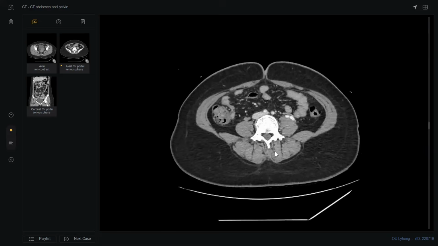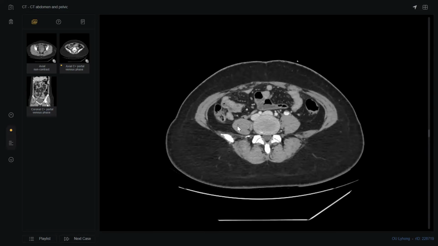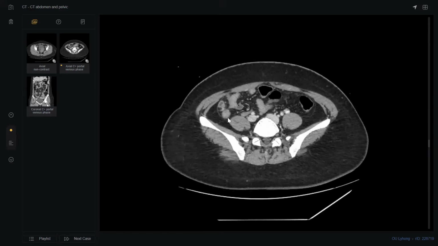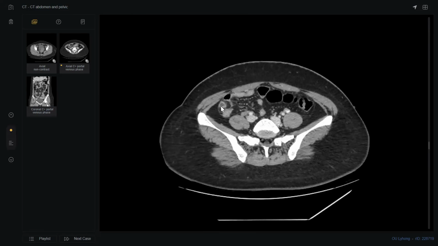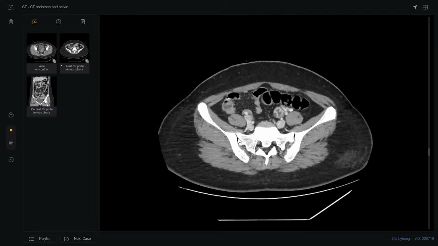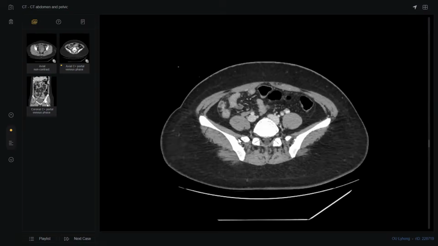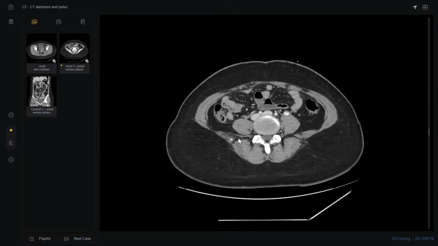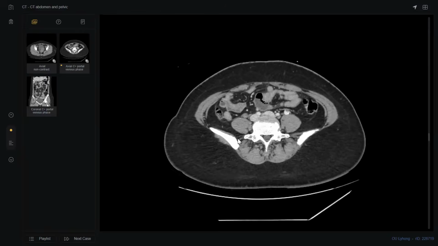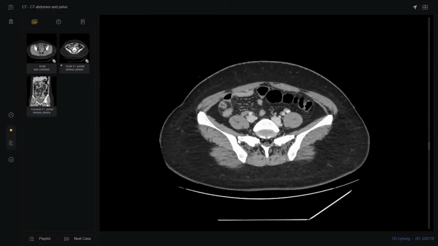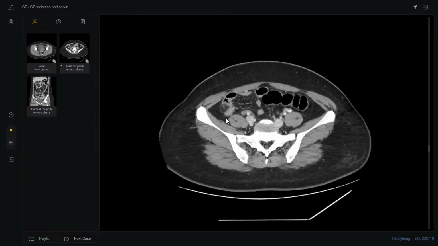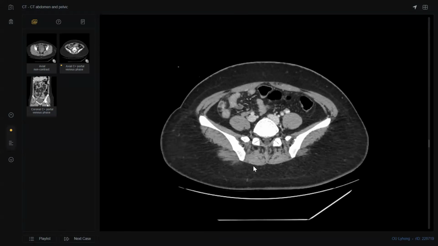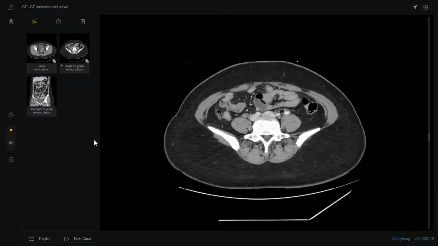This likely represents terminal ileal loops, which are slightly dilated, right here, this part. But I would also like to look if this is a blind ending structure or part of the terminal ileum, because I would be also concerned about possible Meckel's diverticulum with inflammation, because I think it ends here. So I would also look at the coronal images for confirmation.